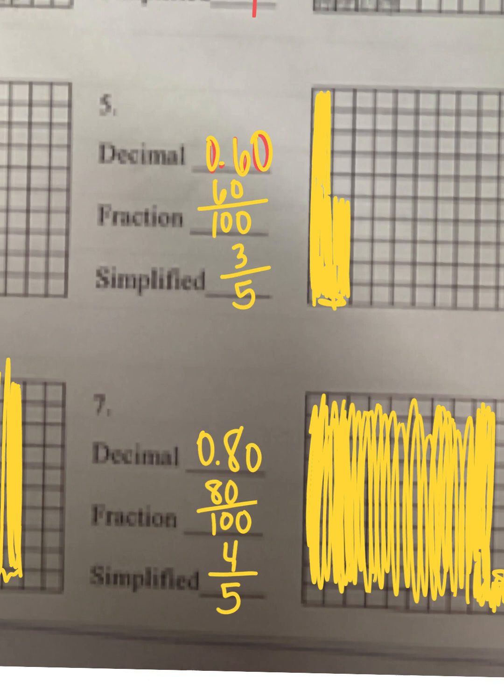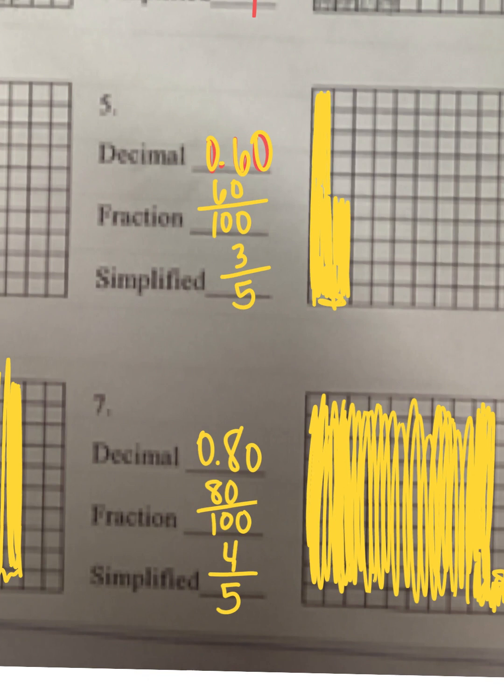Number 7, what did I give you? 4/5? Yeah. Okay, so you had 4/5. You had to make it out of 100. So that's writing an equivalent fraction. So 5 times 20 is 100. 4 times 20 is 80. Then you get your decimal. Then you shade 80 boxes.